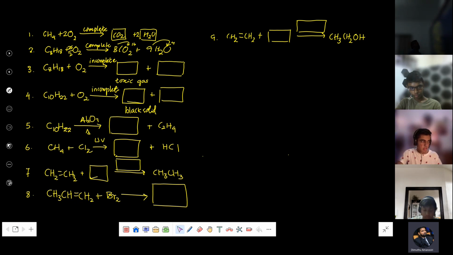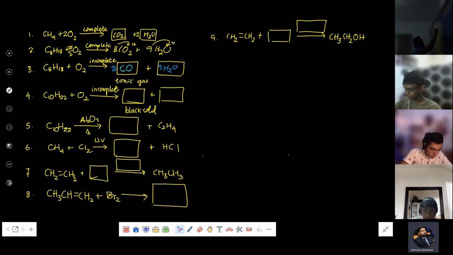Okay. Then incomplete combustion of octane in oxygen. Toxic gas means what? Carbon monoxide. Toxic gas means carbon monoxide. And there should be 8 carbon monoxide. Why? Octane has 8 carbon atoms. Octane has 18 hydrogen. Therefore, how many water?